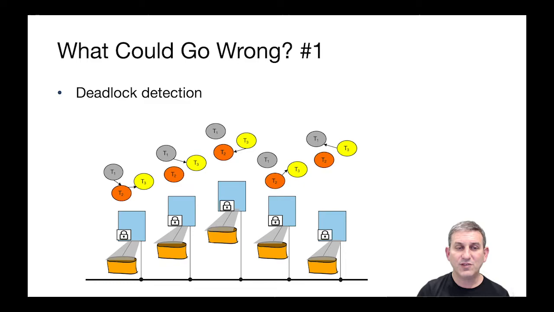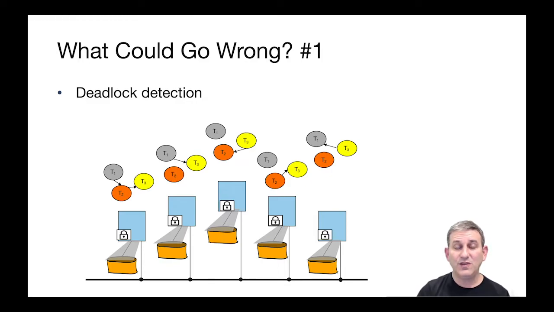You can see on the leftmost machine T1 is waiting for a lock that T2 has, and T2 is waiting for a lock that T3 has. But there's no cycle on the first machine. On the second machine, T1 is waiting for a lock that T3 has, and T2 is not waiting for anything. On the third machine, T3 is waiting for T2, and that's all. On the fourth machine, T2 is waiting for T3. On the fifth machine, T3 is waiting for T1.